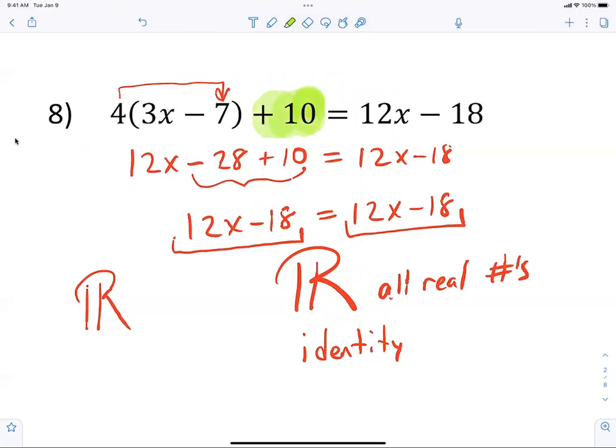No, I used the plus 10 on the other side. Oh, you just subtracted it. Yeah, no. It still came out to be an identity, right? Yeah, you're right, Tosh. Very good question. Very good.